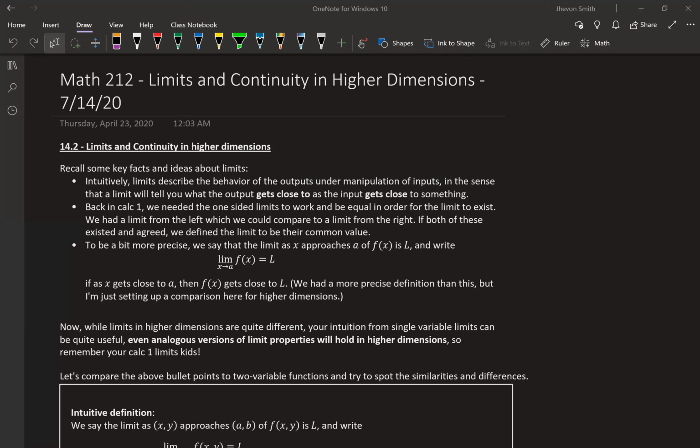And here we go. We're going to talk about limits and continuity today. Limits and continuity in higher dimensions. Just like with functions in higher dimensions, functions of several variables as we call them, your intuition from single variable calculus is actually going to be super useful here.